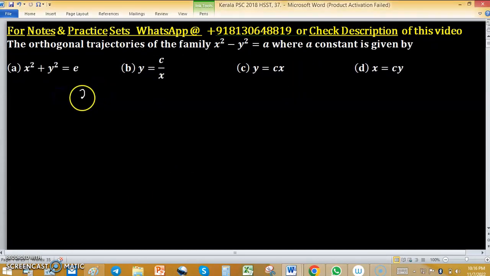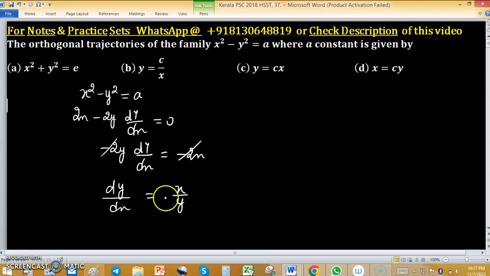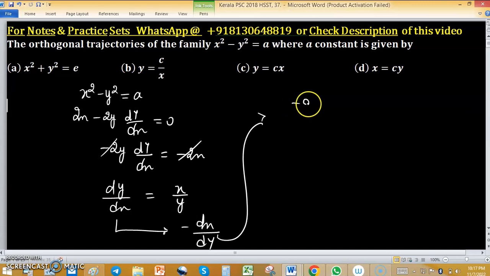The orthogonal trajectory of the family x² - y² = a, where a is a constant, is given by which option? Differentiate with respect to x: 2x - 2y dy/dx = 0, so -2y dy/dx = -2x, and the -2 cancels out. We have y dy/dx = x, so dy/dx = x/y. For the orthogonal trajectory, replace dy/dx with -dx/dy. We have -dx/dy = x/y.